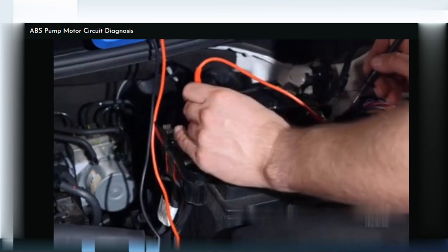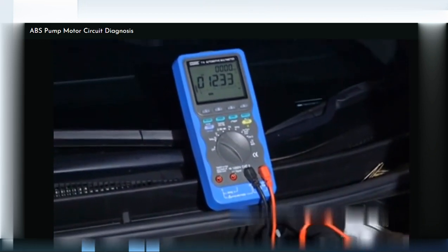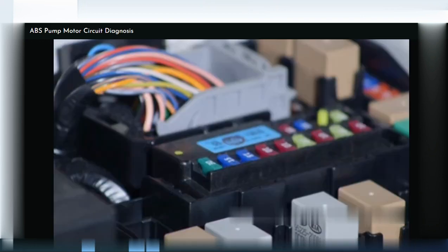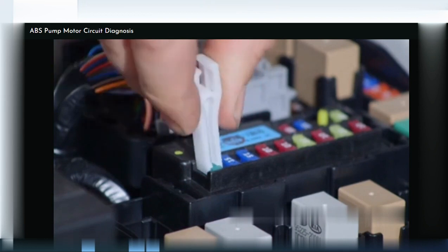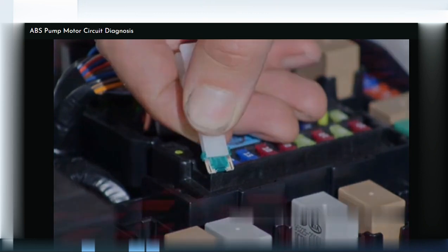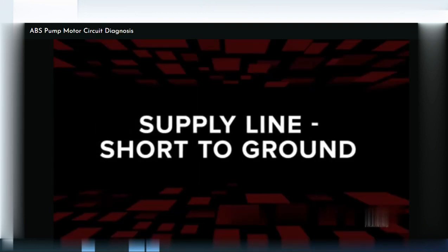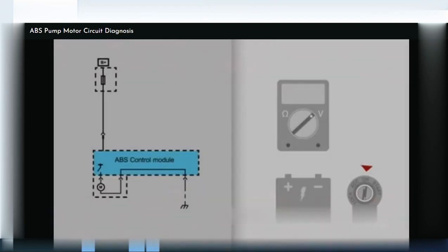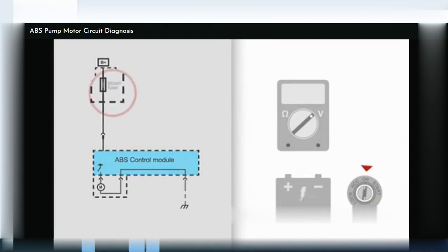Before testing the circuit, check the battery voltage using a digital multimeter. Check the fuse, and if it's okay, move on to testing the circuit. A blown fuse will indicate excessive current flow in the circuit, possibly caused by a short to ground.